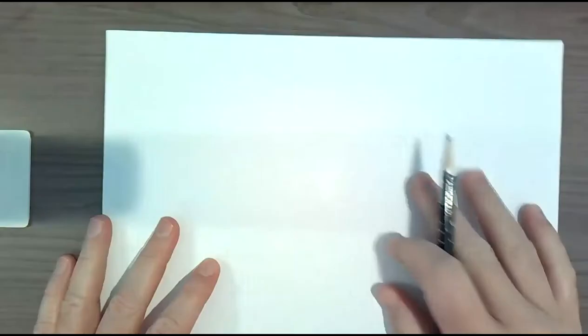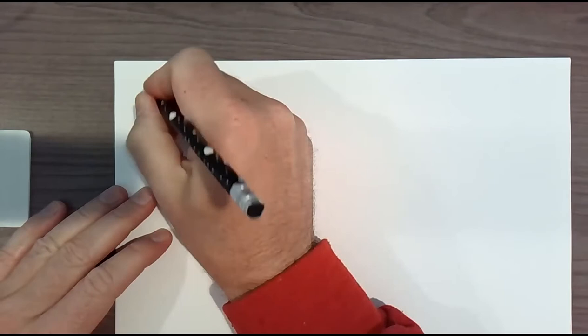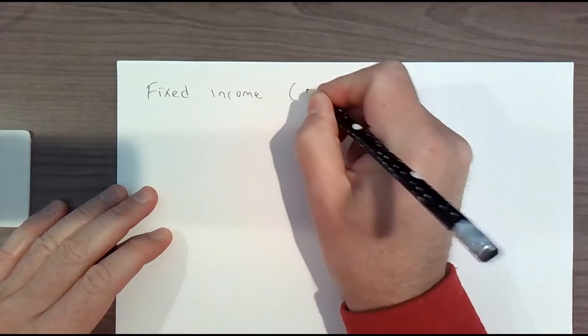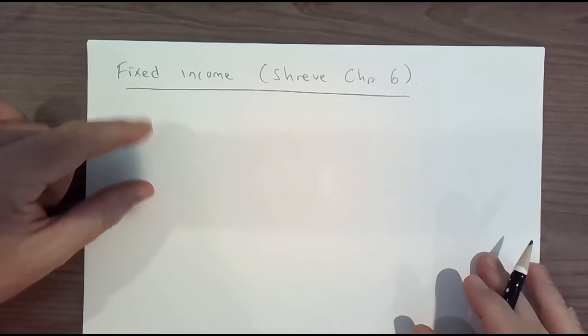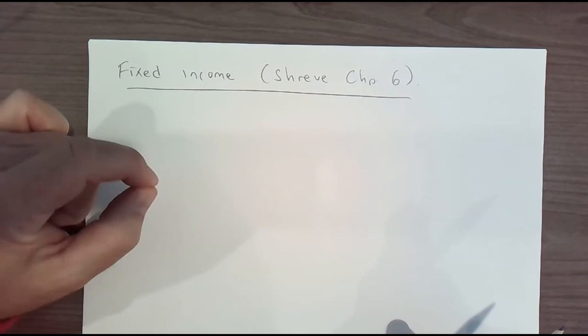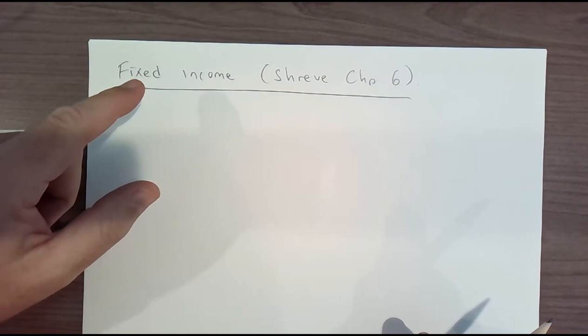Okay, then. So we're doing fixed income, chapter 6. The word fixed comes from the fact that the payments for the zero coupon bonds are equal to 1. So there's no randomness in the payments themselves. This is why it's called fixed.